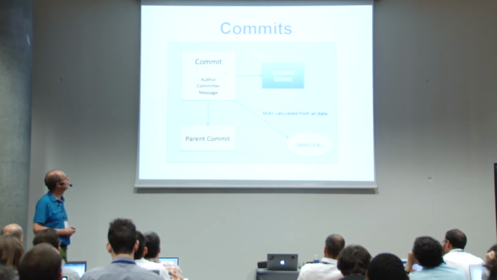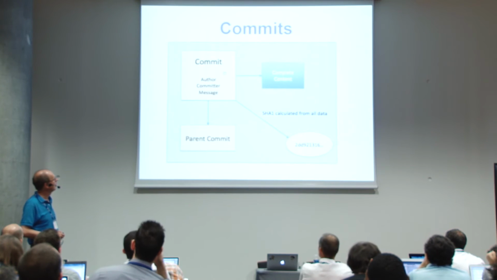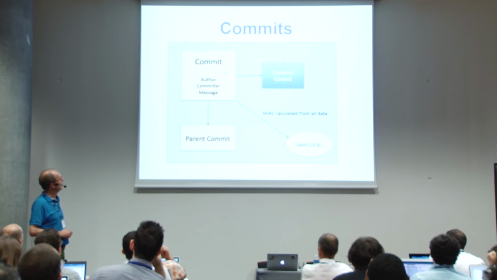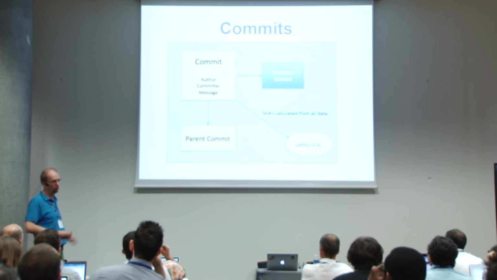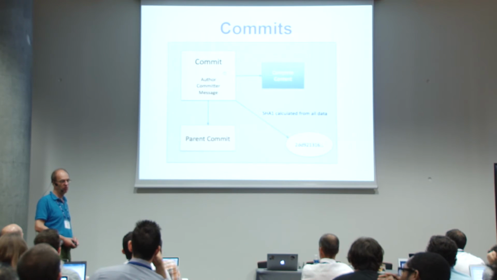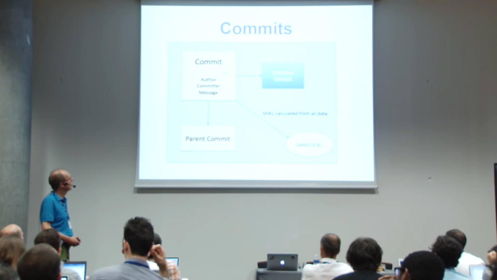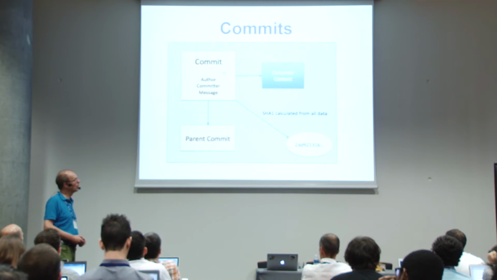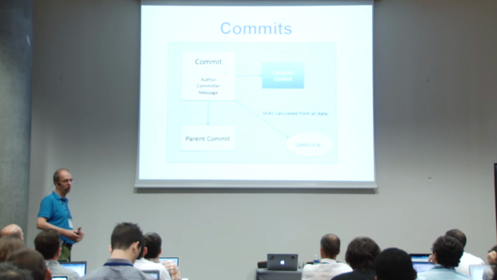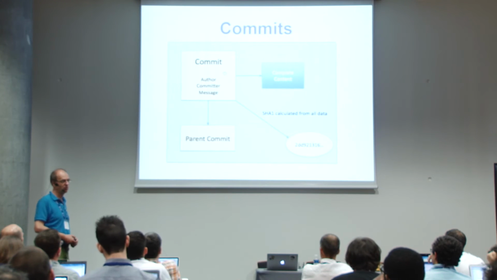Now, what is a commit? Mainly a commit is logically a pointer to a version of the complete tree, of the complete working directory, except those files you ignore. So you can tell Git, I don't want to check in class files, for example, which makes sense.